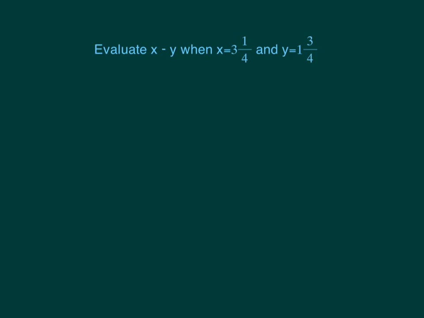So the first thing that I'm going to do when I have a problem like this, so it tells us we're going to evaluate x minus y, and then here's what x and y equal, is I need to write it out. Now once I write it out, I notice something right away. I'm going to be taking away 3/4 from 1/4. In order to make it simpler, I'm going to want to rewrite this number as a fraction that will allow me to easily take 3/4 away from whatever fraction we have here.